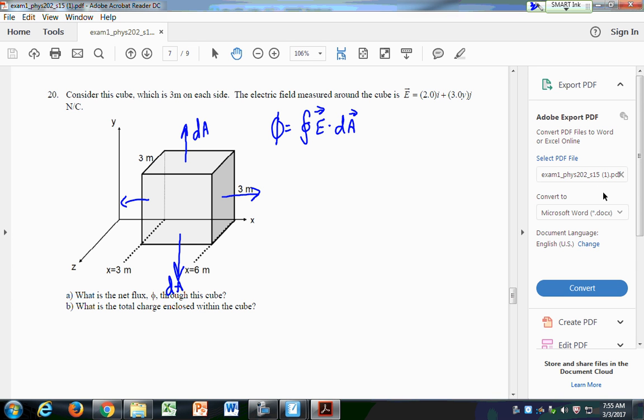However, which of these faces, the top, the sides, or the front and back, will have no electric flux at all? The front and the back, because the front and the back area vectors are in the z direction, or the k direction, out of the page and into the page. And notice that the electric field has no k. So I'm just not going to worry about the front or back.